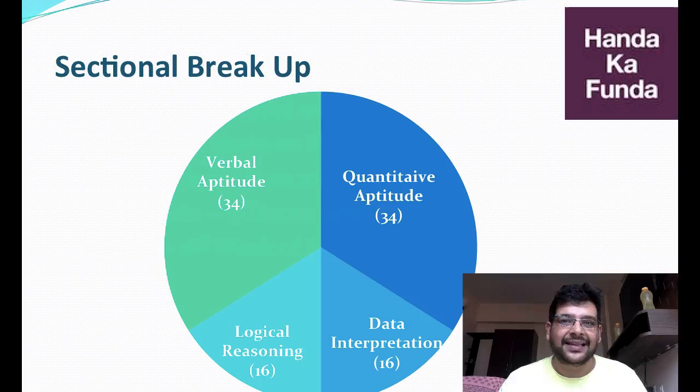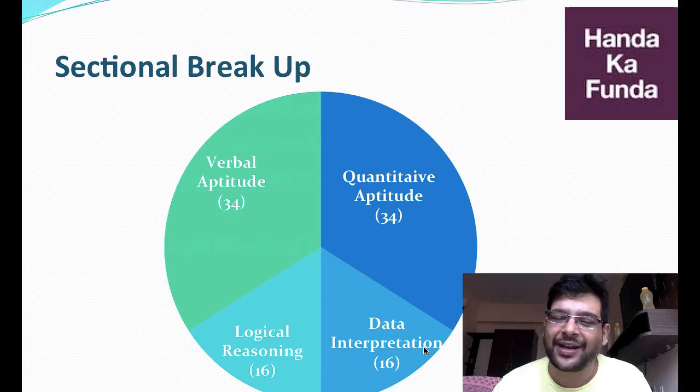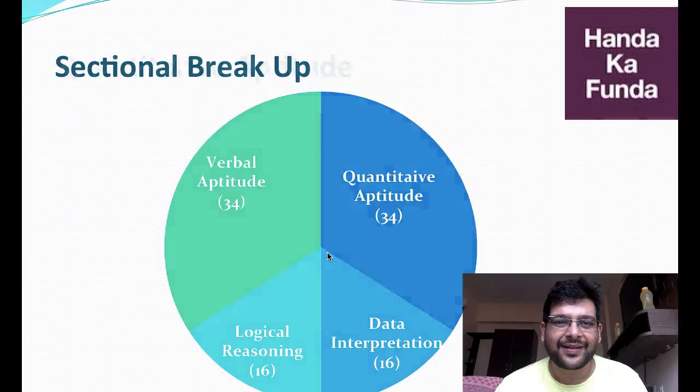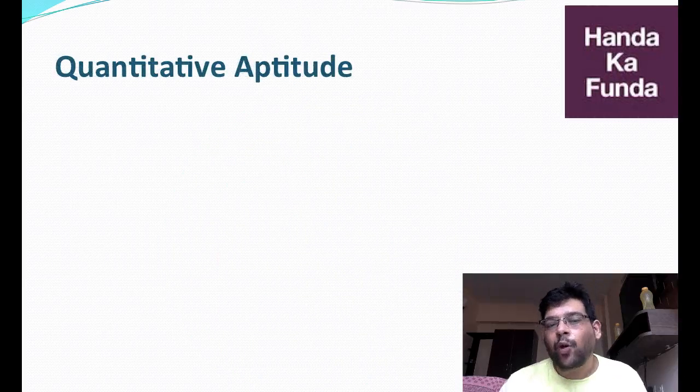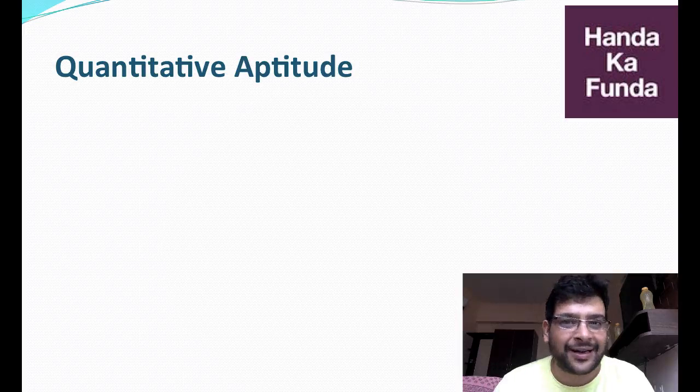So if there are 100 questions, once again, the word that I'm using is if, then there will be, you can say 34 on quantitative, 34 on VARC, and 32 on LR and DI. However, if the number of questions changes, you can still assume that the breakup would be in similar percentages as shown here.